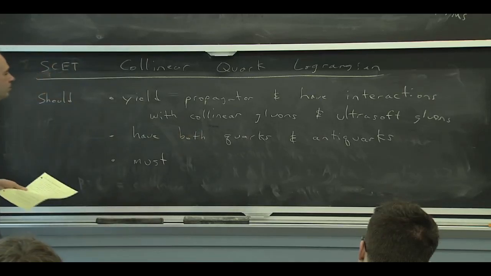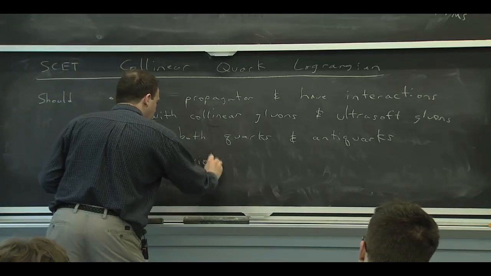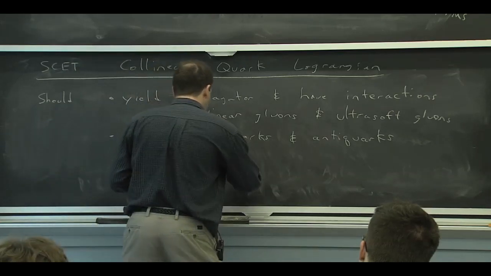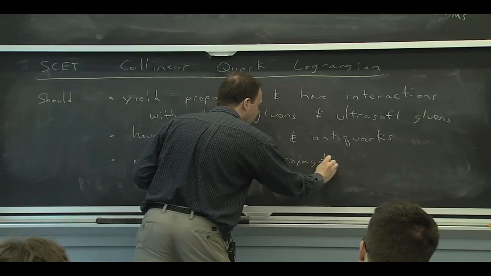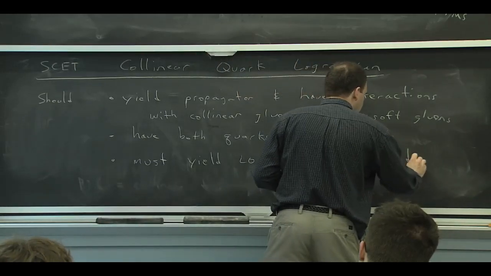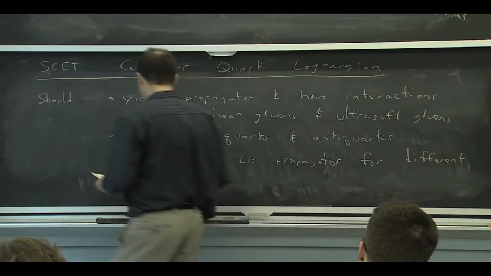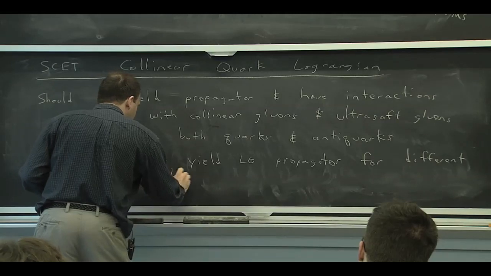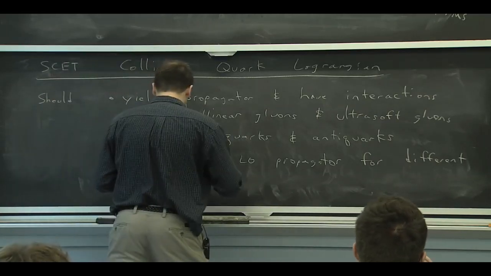This is just saying what kind of fields we are going to have in this Lagrangian. This third bullet is related to what I was just stressing, that we have to get a leading order propagator in different situations. So somehow the effective theory has to know something about the size of momenta that are running through it.